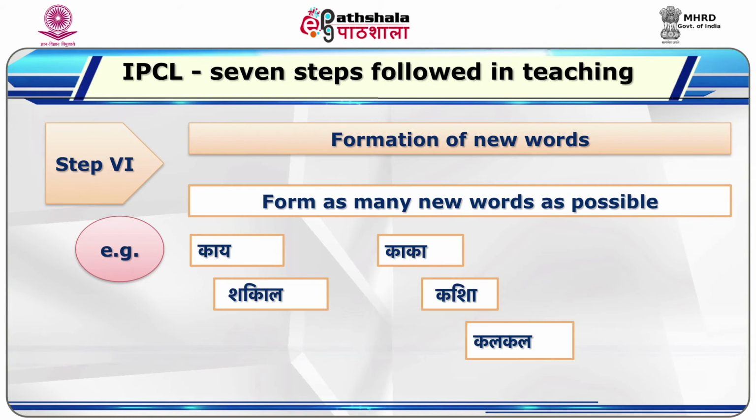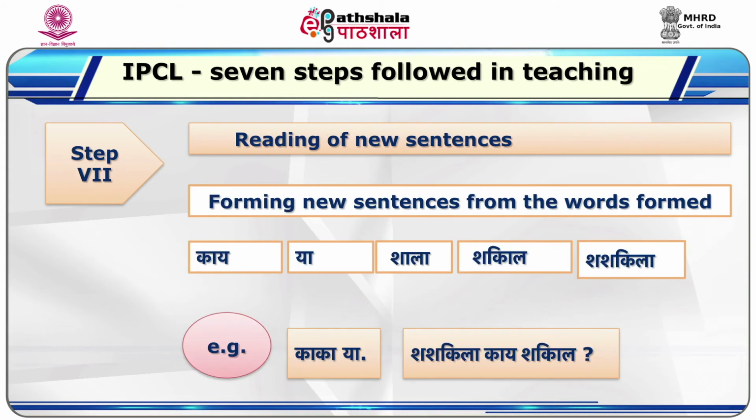After explaining letters and vowels separately, the teacher asks the learners to form new words such as "Kai", "Shikal", etc. Then the learners may be asked to play a game of words and try to form as many new words as possible. For example, "Kaka", "Kisha", "Kalkal", etc. The last step, that is the 7th step, is reading of new sentences.